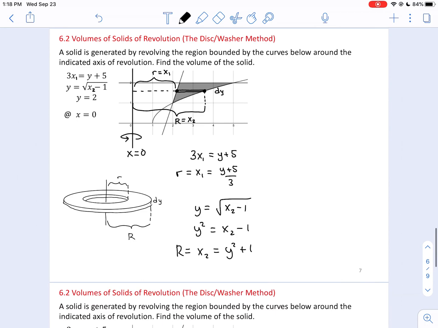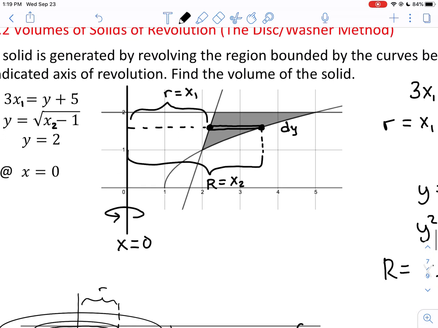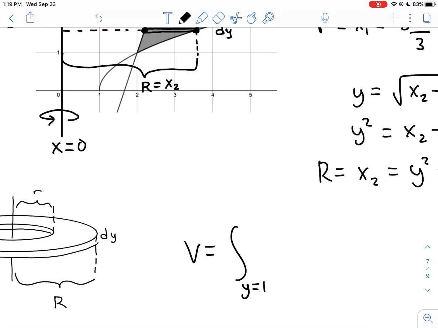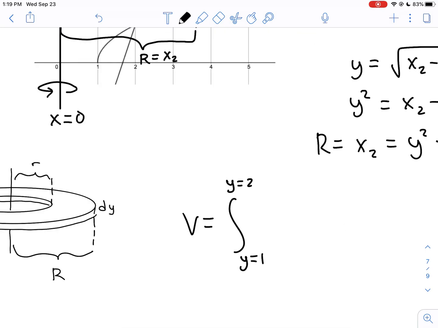Okay, so now we can set up a volume integral. Now when you're doing this, you want y coordinates as your limits. You want to figure out where the first horizontal strip occurs. It happens right here where the two curves intersect. That's a y coordinate of 1. Our horizontal strips start at y equals 1, and the final horizontal strip will be up here, which is at y equals 2. So integrate from y equals 1 to y equals 2.